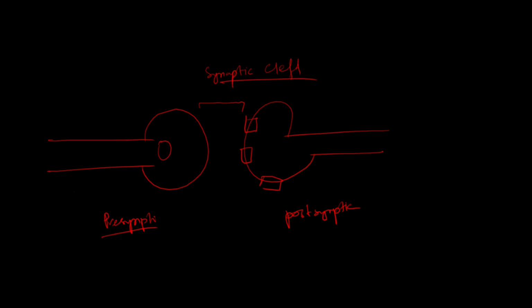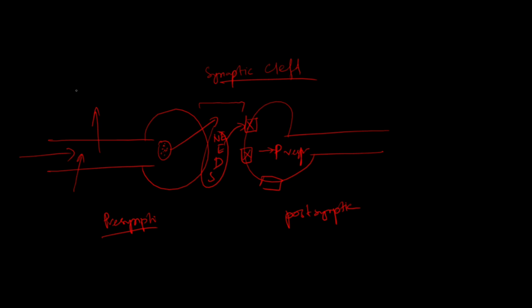Now when the neuron receives the signal, that is, when it is activated, the neurotransmitters present in the vesicles are released into the synaptic cleft, like norepinephrine, epinephrine, dopamine, serotonin, etc. And these neurotransmitters act on the receptors, and thus there is a postsynaptic response.